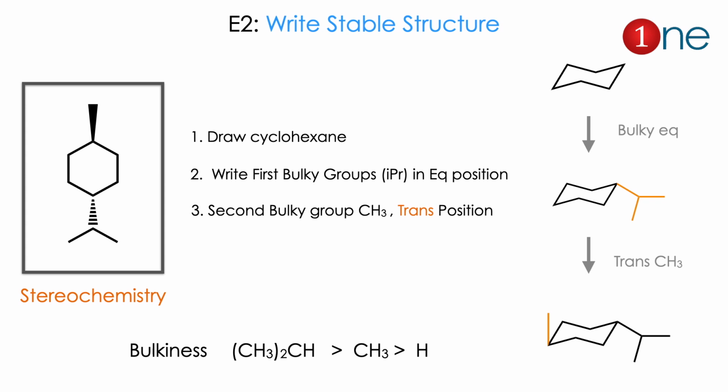Here the position of the methyl group is trans to that, so you have to write trans. But trans is only available in the axial position. So you should know that the locking group locks the structure already. So only the trans position is the axial form. So you always have to look at the stereochemistry before writing the structure.